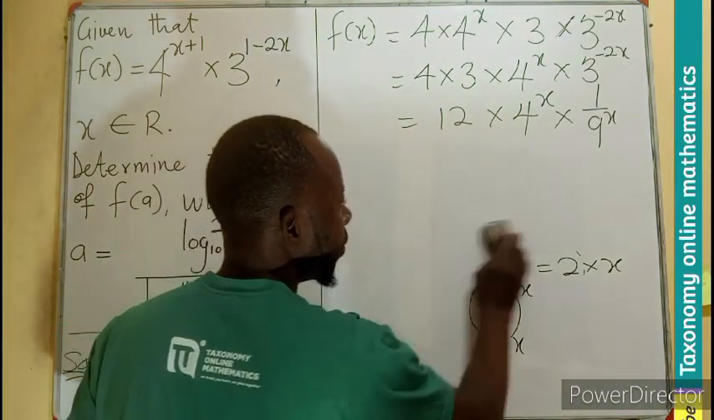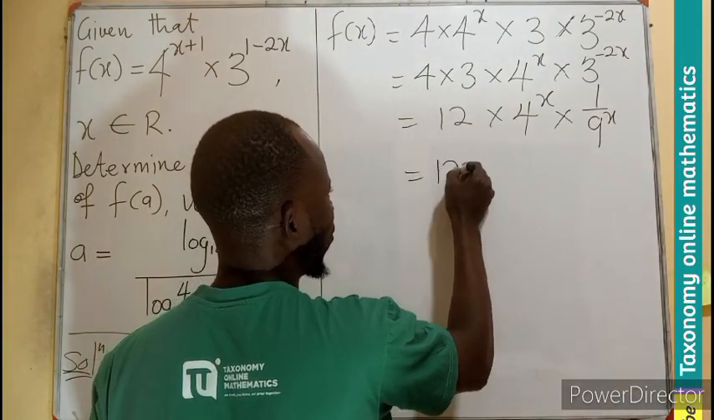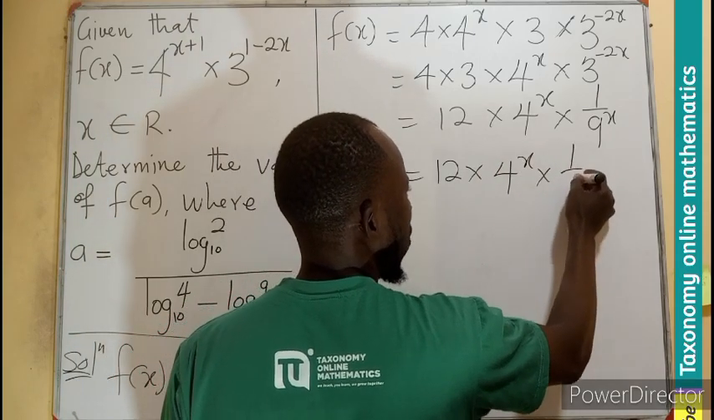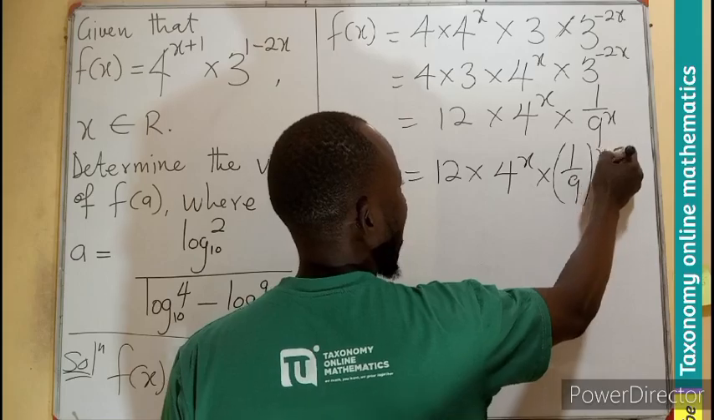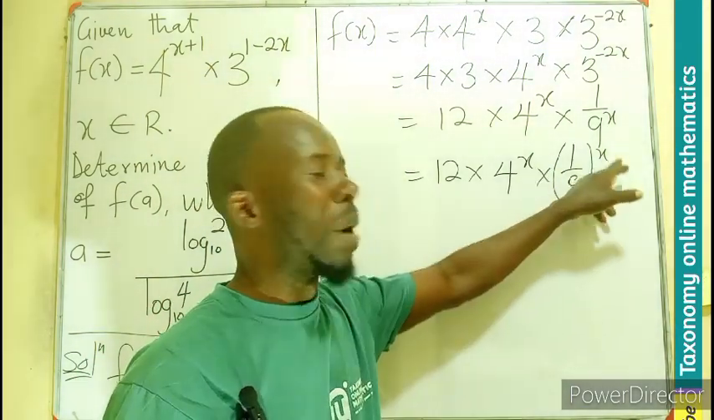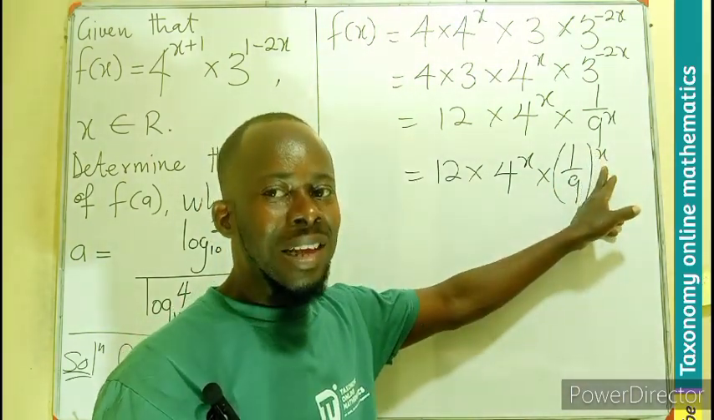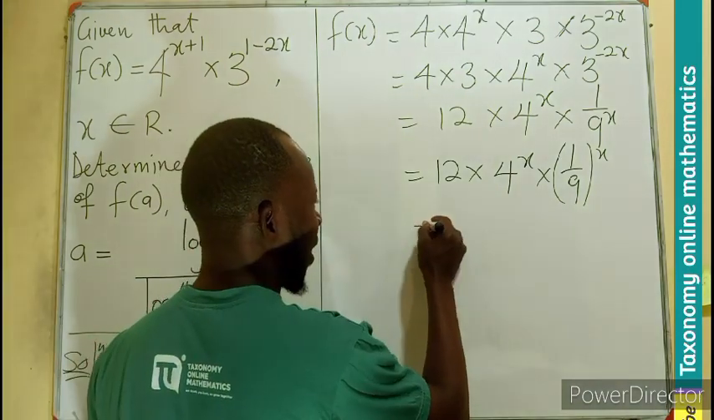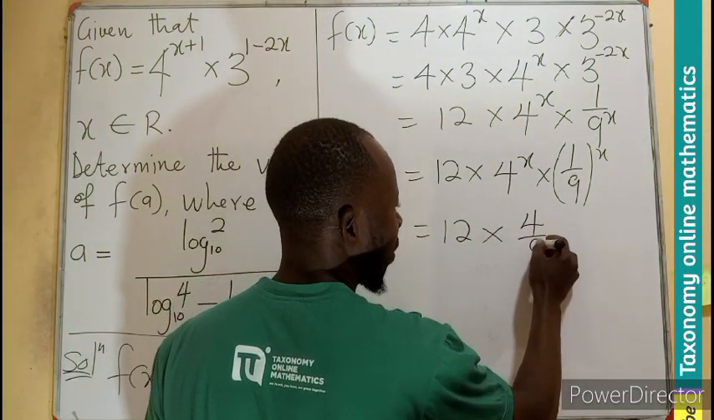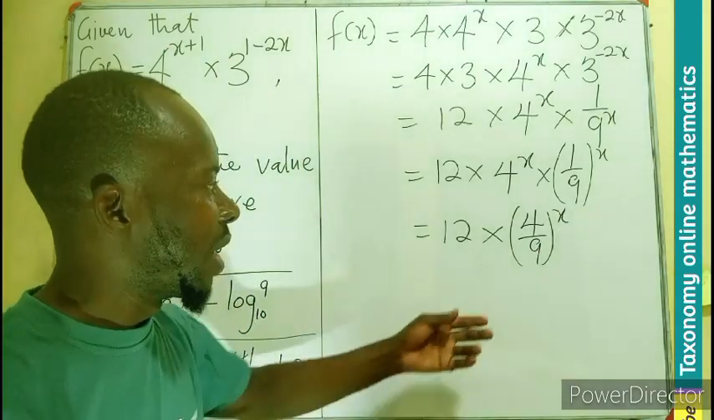Alright. So in this case, we now have 12 times 4 exponent x times 1 on 9 exponent x. You can see these two are multiplying and they have the same power, so we can put them together by multiplying them under the same power. So I'll finally have 12 times 4 on 9, all to the power of x. So this will be the final stage.